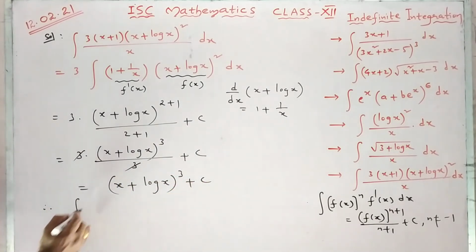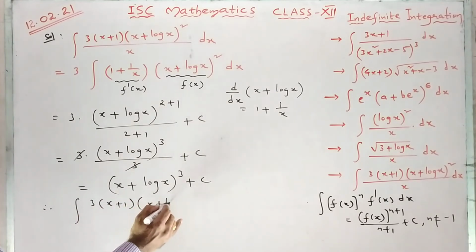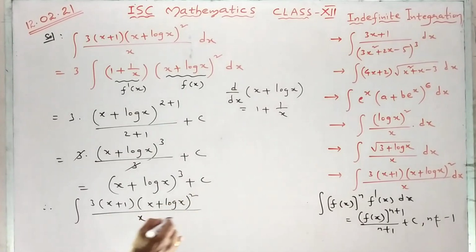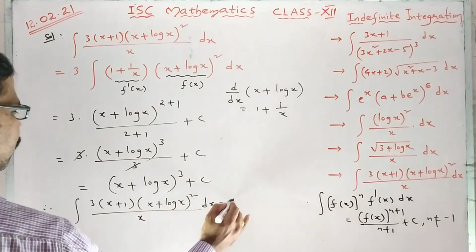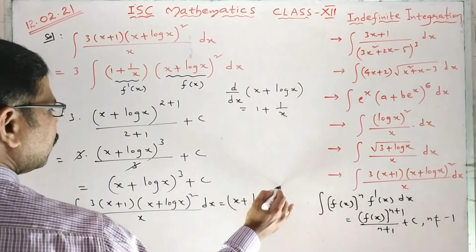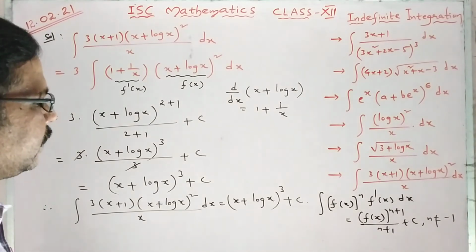Therefore, integral 3 of (x plus 1) into (x plus log x) whole square upon x dx equals (x plus log x) whole cube plus c. That is the end of solution.